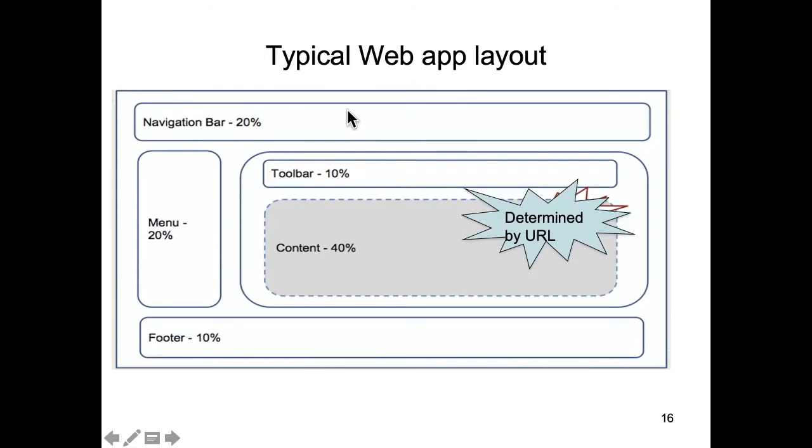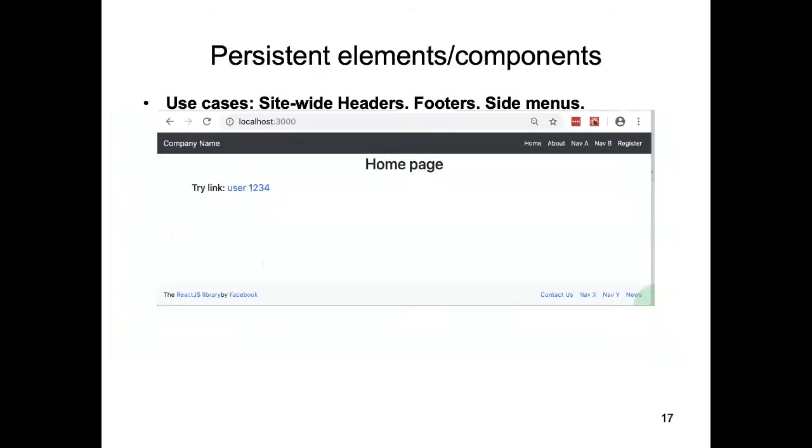So how do we achieve these kind of static aspects in React? React calls them persistent elements or persistent components, as in they persist across all pages. And of course, what we're really talking about here in terms of use cases for these persistent elements are site-wide headers and footers, site menus.